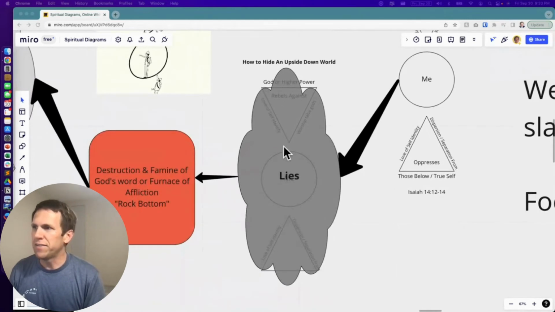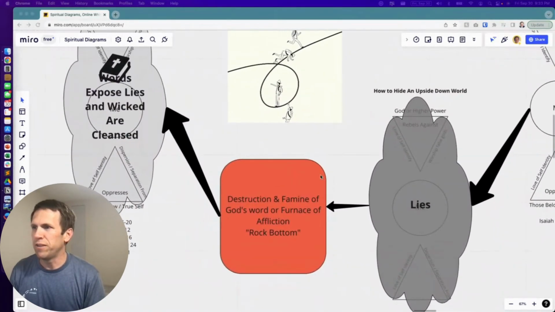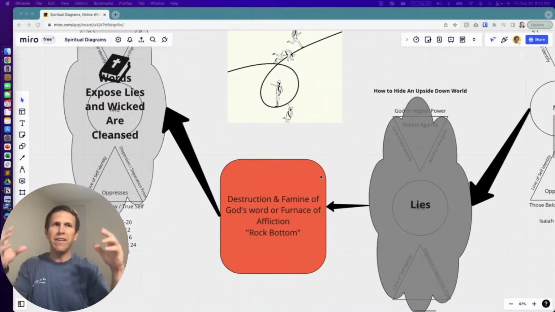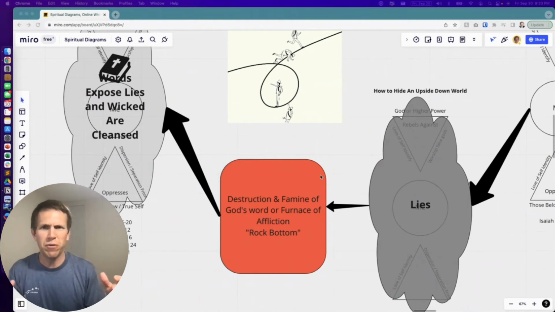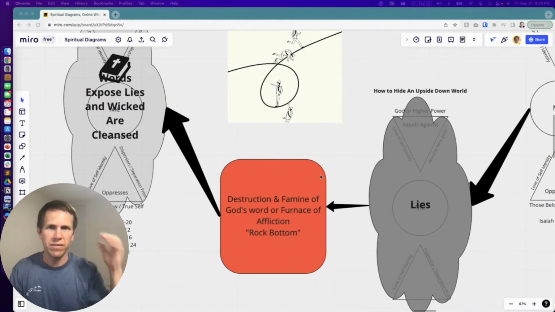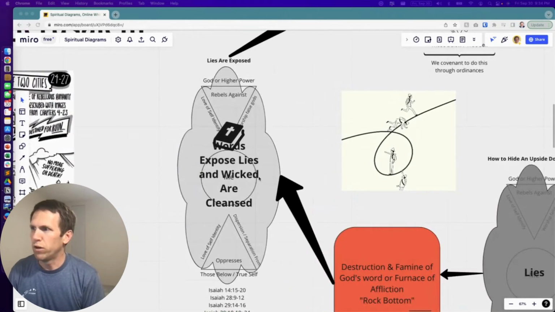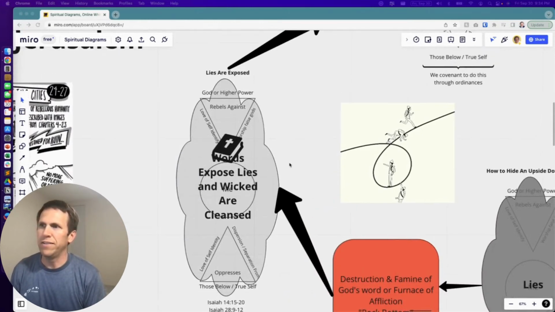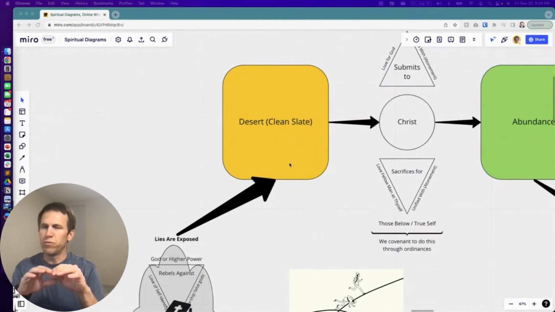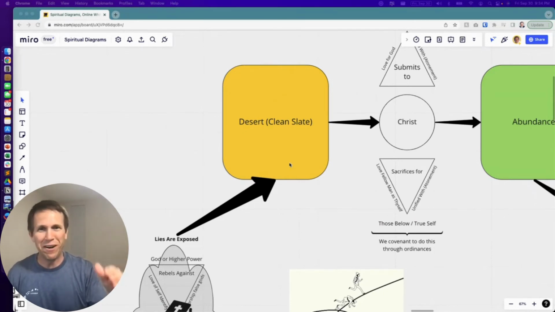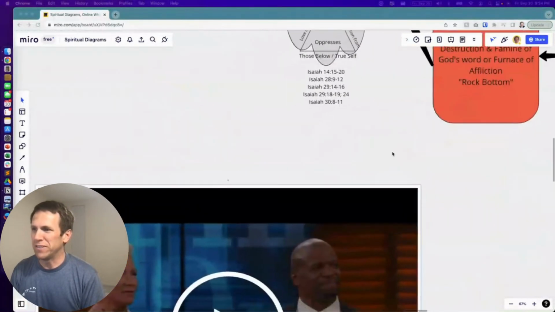And then these lies start to manifest themselves. And then eventually you get to the point where you hit rock bottom, because your life has been so weighed down by the lies that you have no way out except admitting what's true. And that's what happens. So his words expose the lies, and the wicked are cleansed. And then your slate is wiped clean. It's clean, which is great, but it's also clean in the sense that it's a desert. It's desolate. There's nothing there. You have to start over. And then if you put Christ first, you get this cycle to go into the abundance stage again.